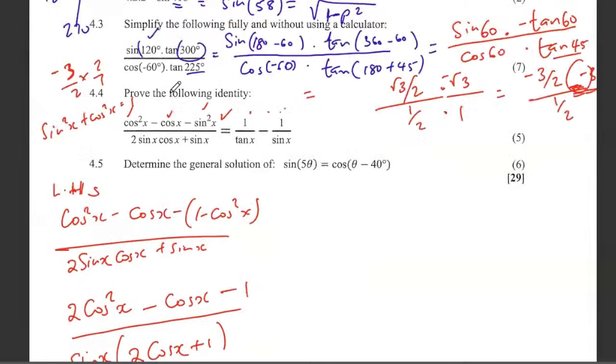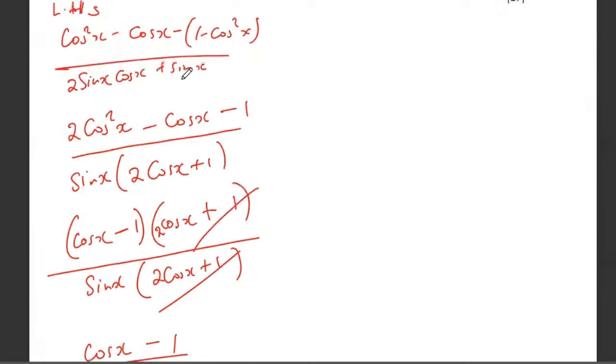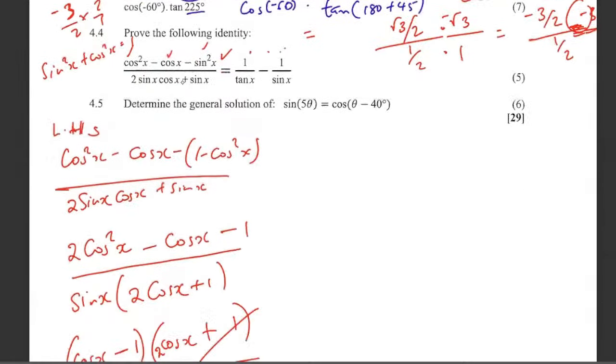Do I have one aspect? Yes, 1 over sine is out. Then I know that cos over sine is the same as cot, which is also 1 over tan x. All right, so that is what we had to do with that proof. All right, then 4.5.